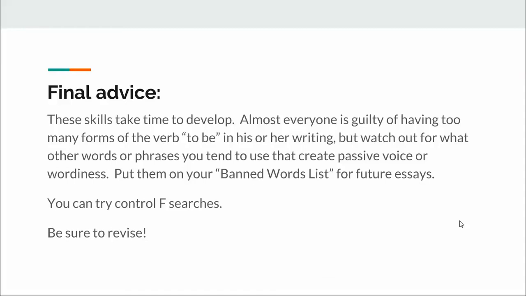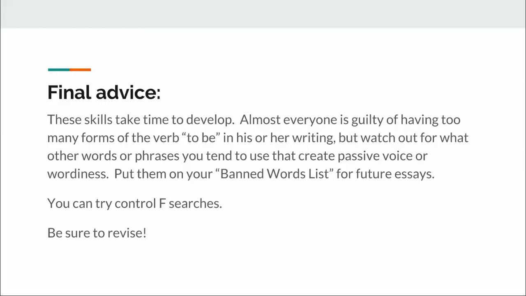Let's see. Final advice. The big thing to keep in mind is that these skills take time to develop. It takes a long time to develop consistently writing in the active voice, and it takes a long time to learn how to minimize overly wordy sentences. So just know that it's something you're going to have to continue to watch out for and to revise your essays for.